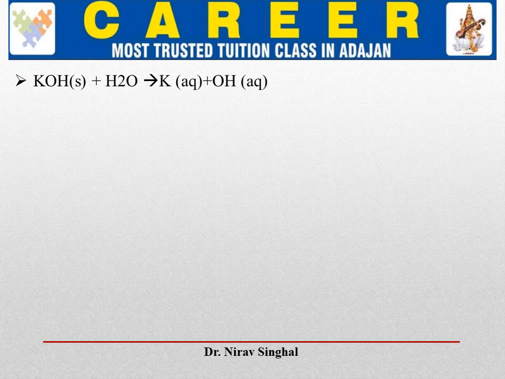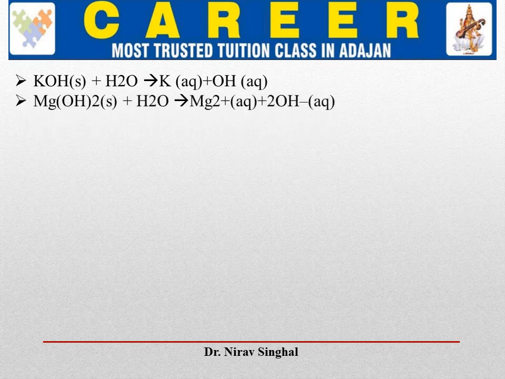Now, KOH plus H2O gives K plus aqueous plus OH minus aqueous. Likewise, Mg(OH)2 when it comes in contact with H2O gives Mg2 plus aqueous plus 2OH minus aqueous. Base always gives OH minus with water and acid gives H plus.